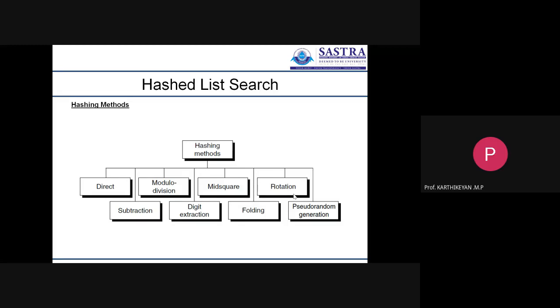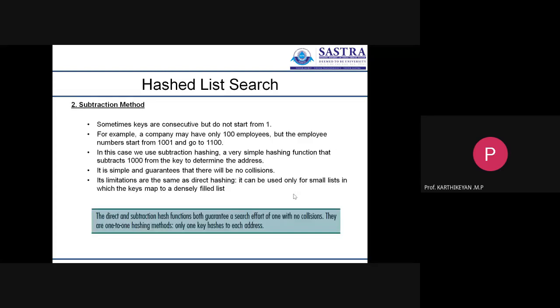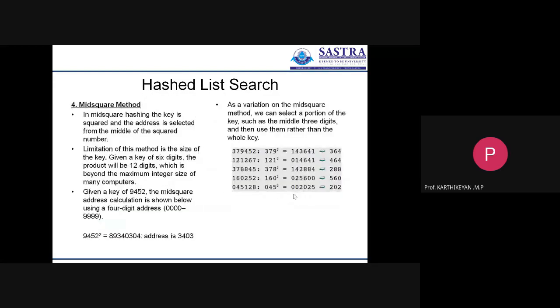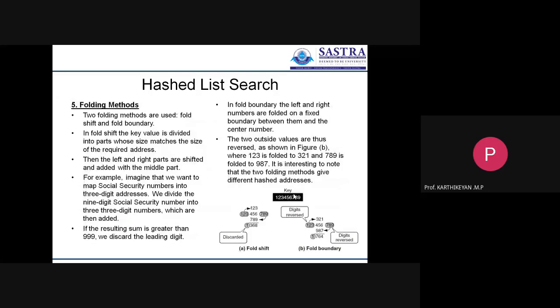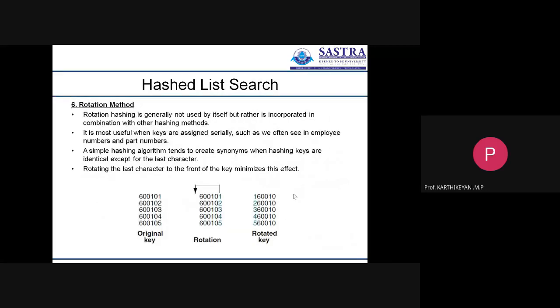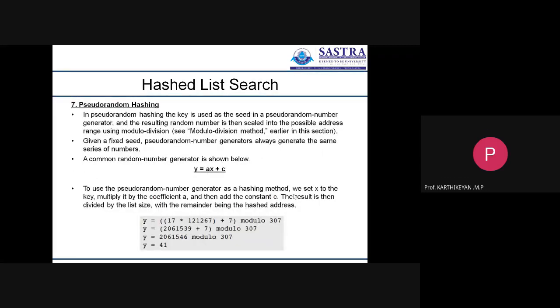So totally 8 methods are there. I missed including the digit extraction method. Sorry, I'll add this and upload it in the Google Classroom. And the last one is pseudo random hashing.